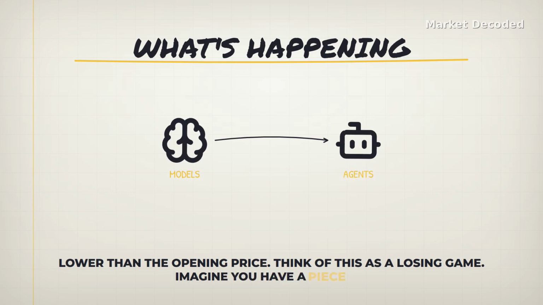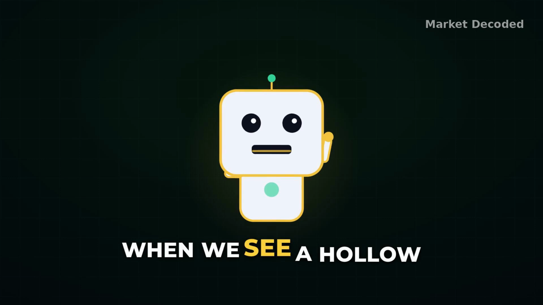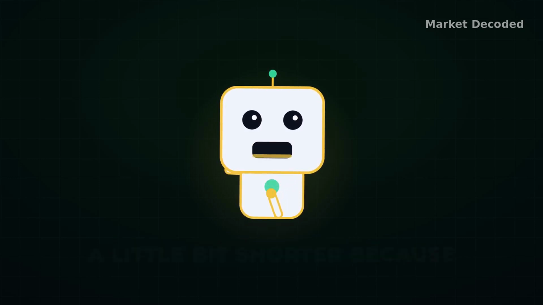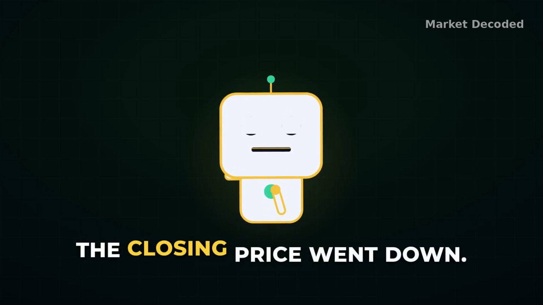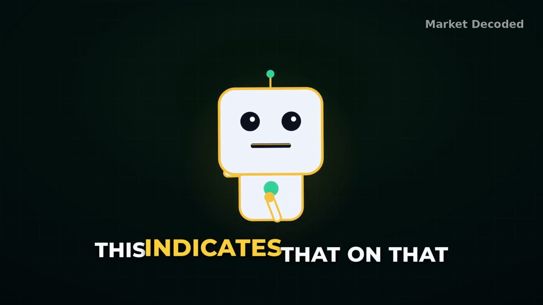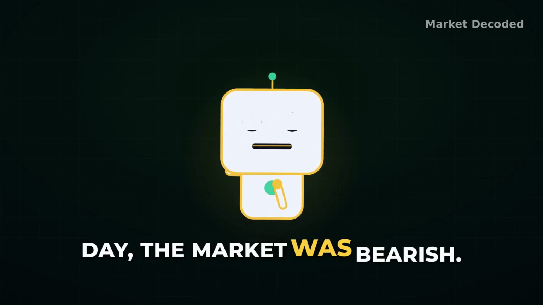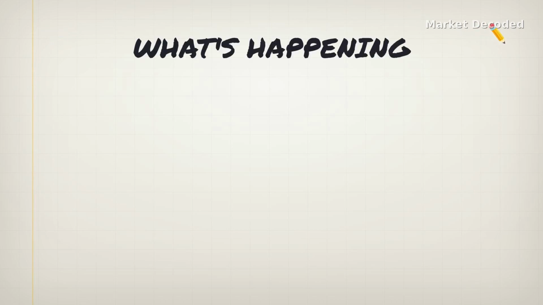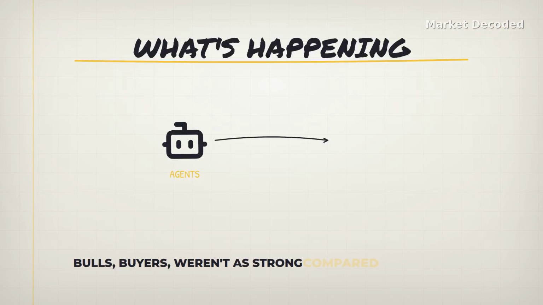Imagine you have a piece of wood and you're carving it out to make it shorter each time. That's like what happens when we see a hollow candle. Each day is just a little bit shorter because the closing price went down. This indicates that on that day, the market was bearish. The bulls, buyers, weren't as strong compared to the bears, sellers.